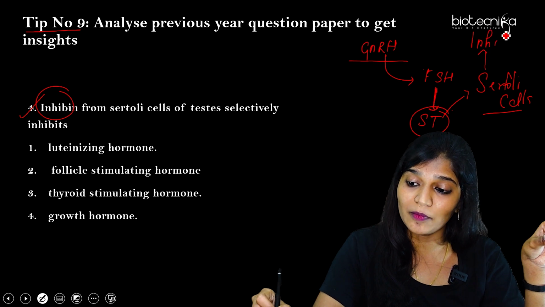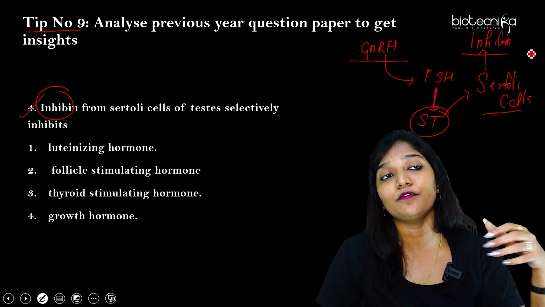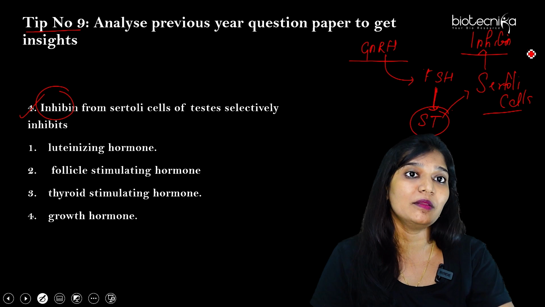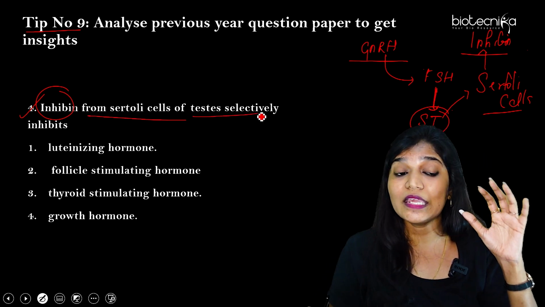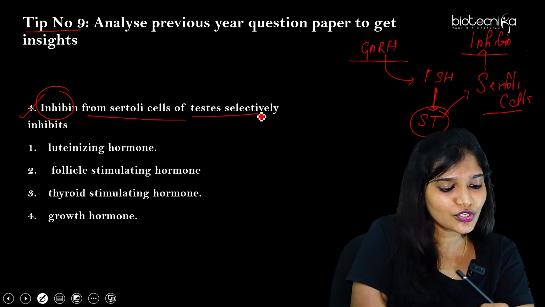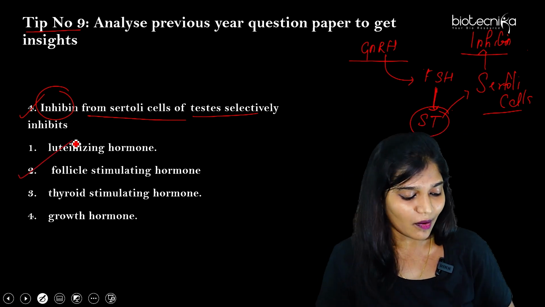And what's the role of this inhibin? If there is maximum secretion of follicle stimulating hormone, they will do feedback mechanism again. Inhibin from Sertoli cells of testis inhibits. Very simple, FSH. So answer is going to be option number 2.